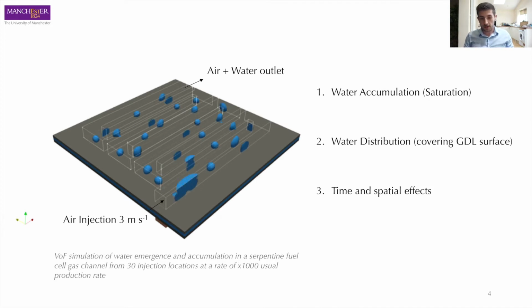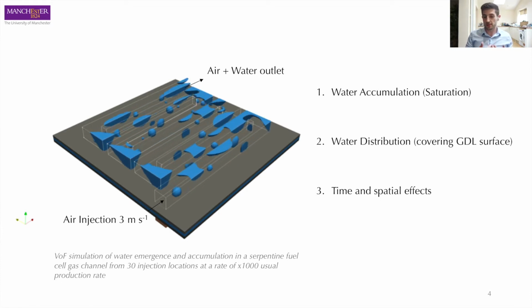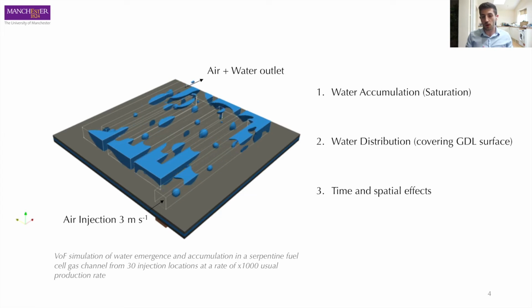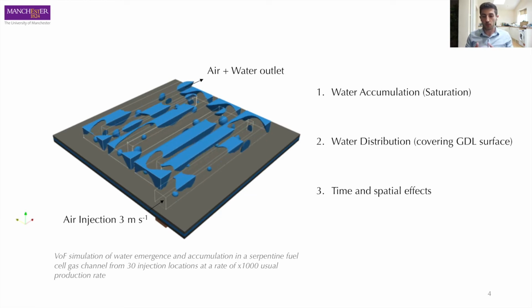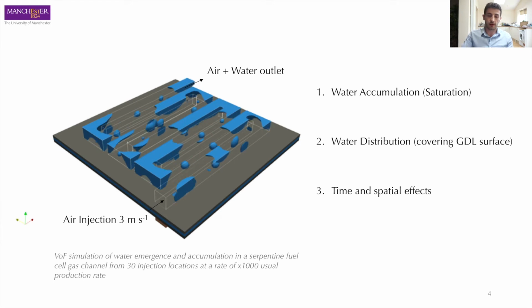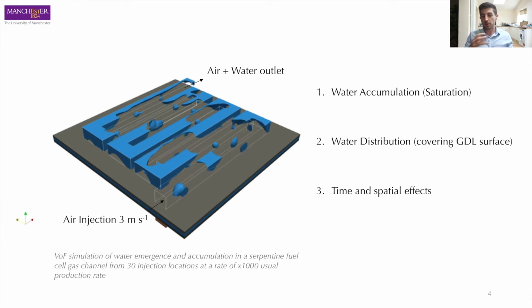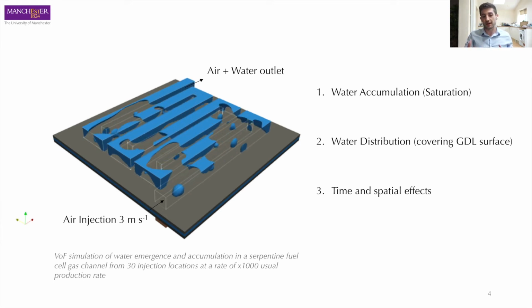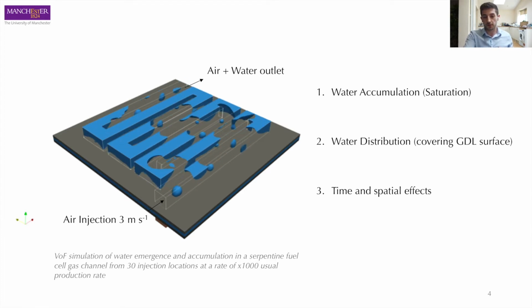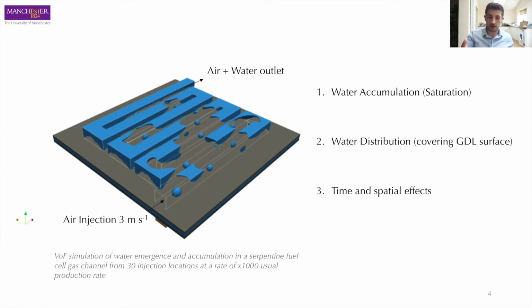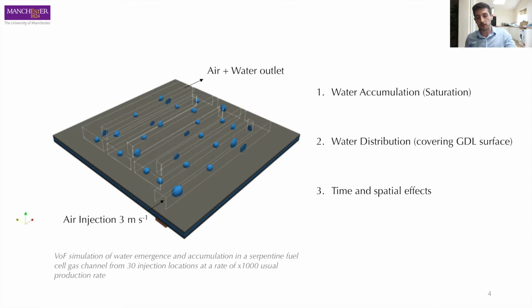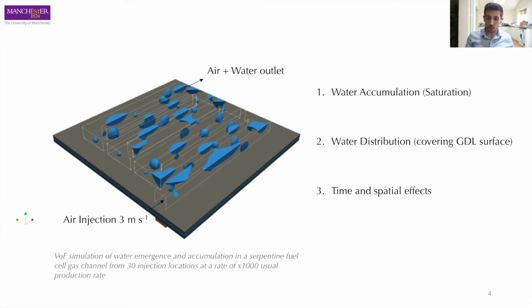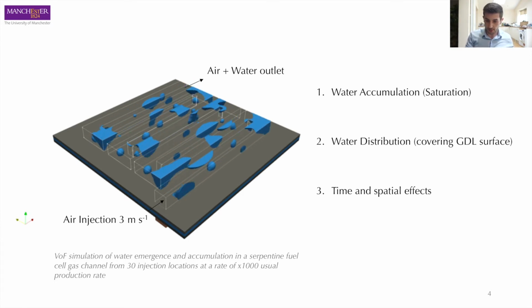So although we're looking at water droplets emerging from single points, you can also look at the way that these water droplets interact with each other through coalescence and accumulation and water distribution that covers the gas diffusion layer surface. And this happens in a very complex process over time. As you can see here, the flow is now transitioned into slug-like, film-like flow, which is different from the start of the simulation where all the droplet flow was dominated by discrete clusters.